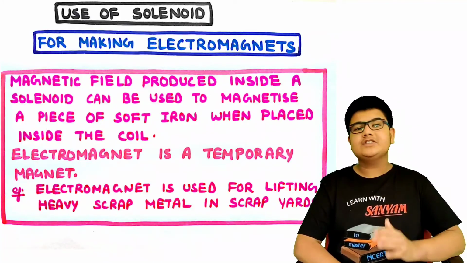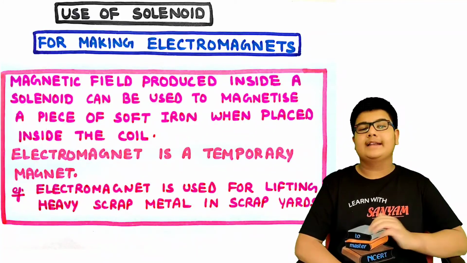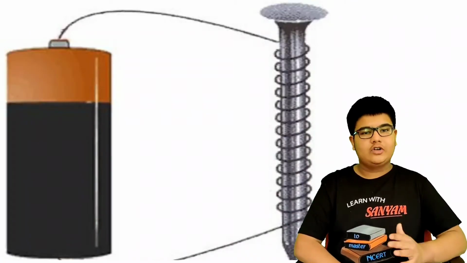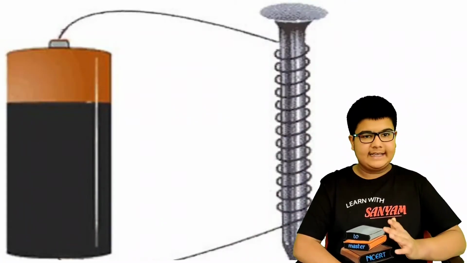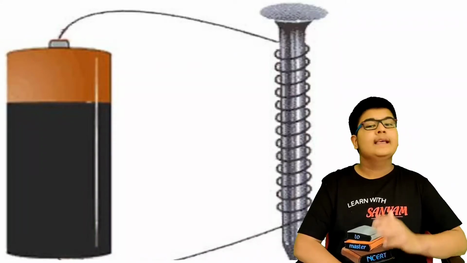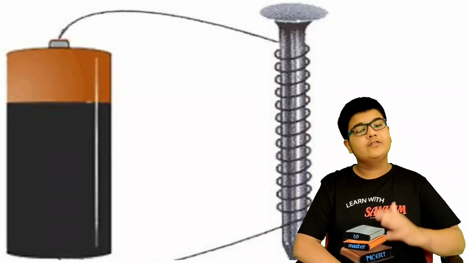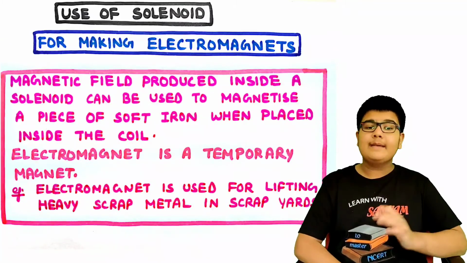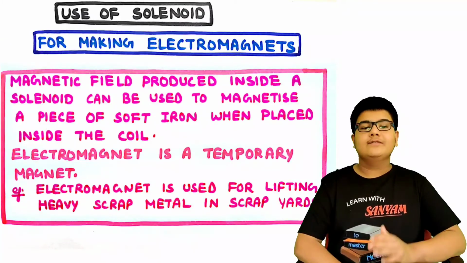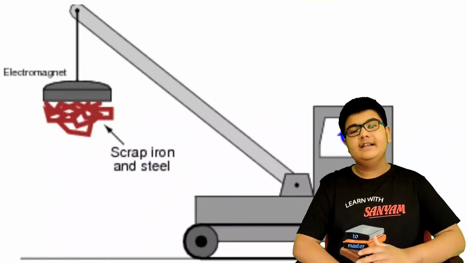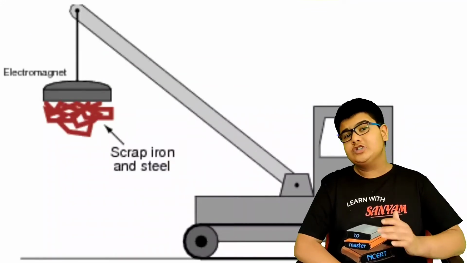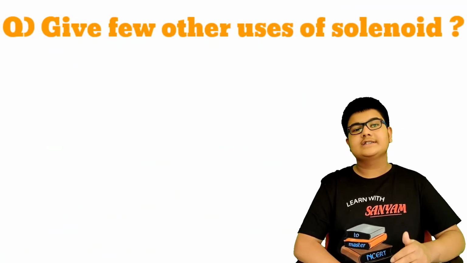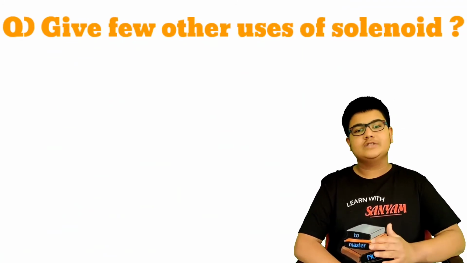So, solenoid is used for making electromagnets. A magnetic field produced inside the solenoid can be used to magnetize a piece of soft iron when placed inside the coil of solenoid. So, electromagnet is a temporary magnet and it is used for lifting heavy scrap metal in scrapyards. It also has many other uses, and you can comment in the comment box to tell me about the other practical uses of solenoid.